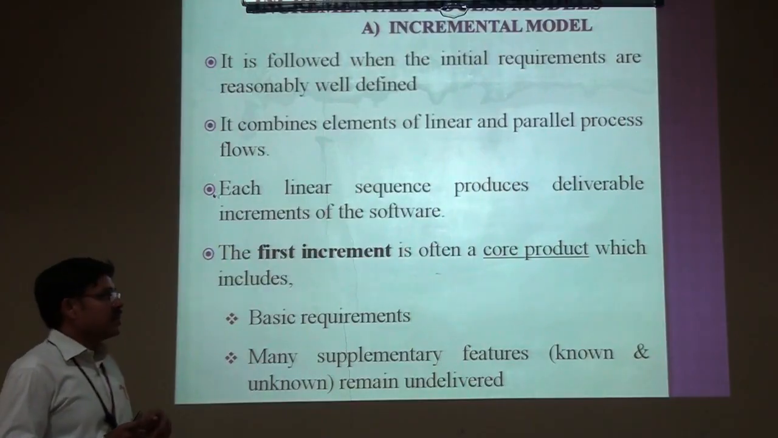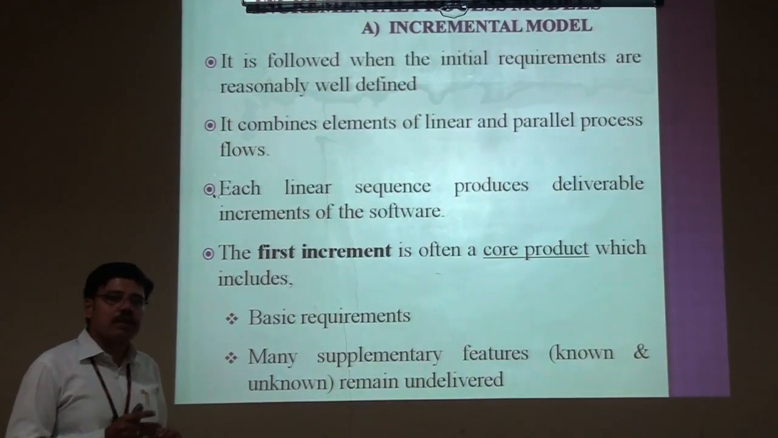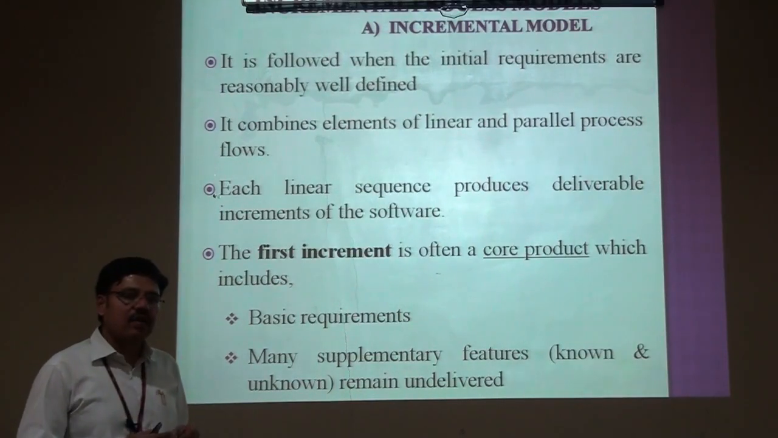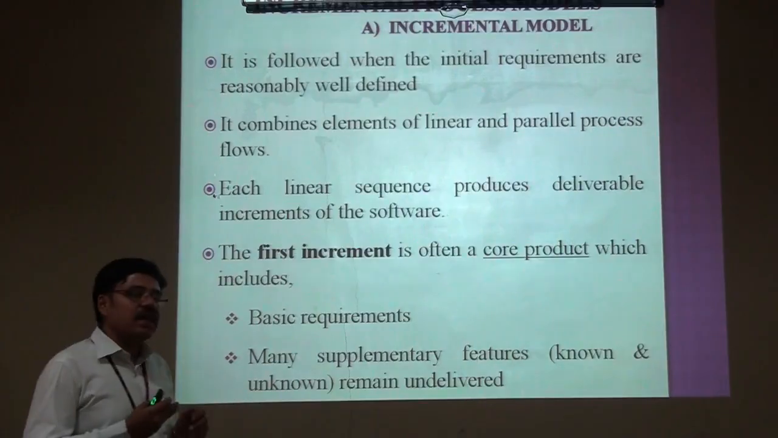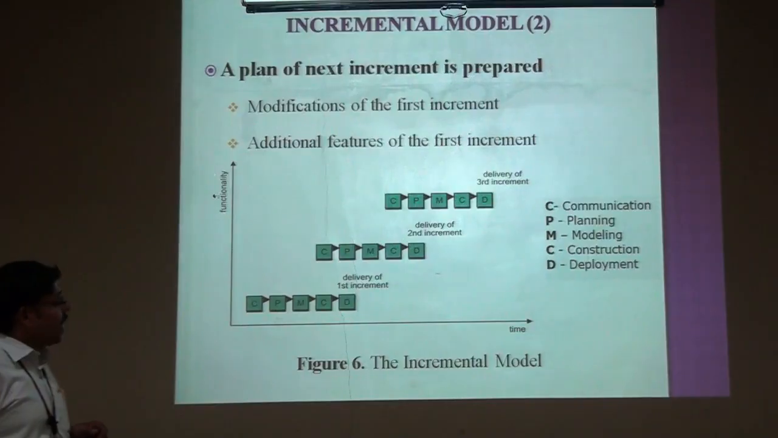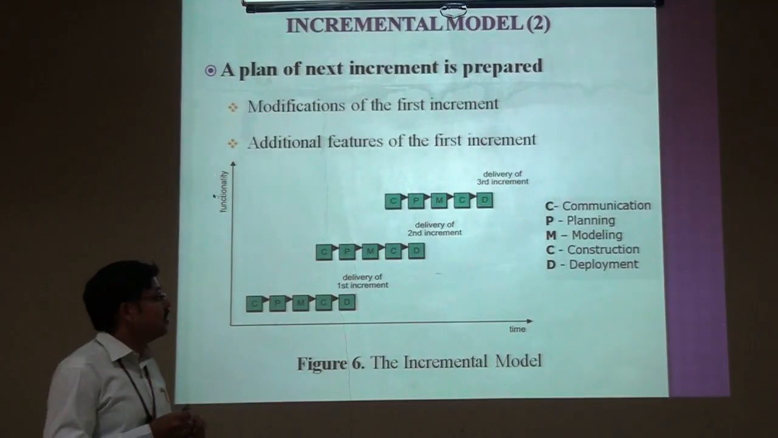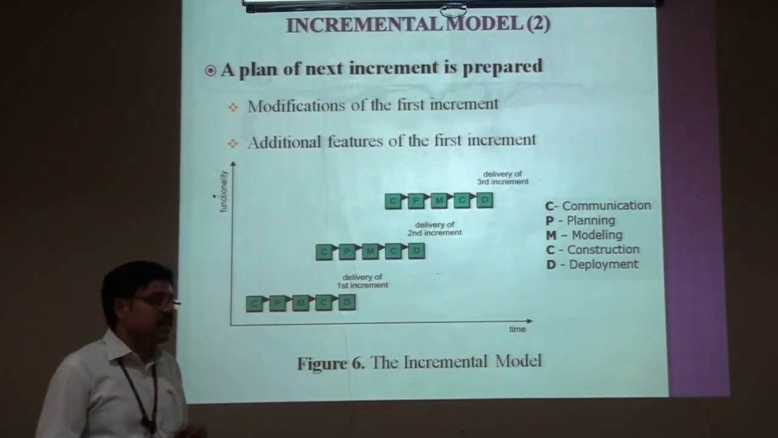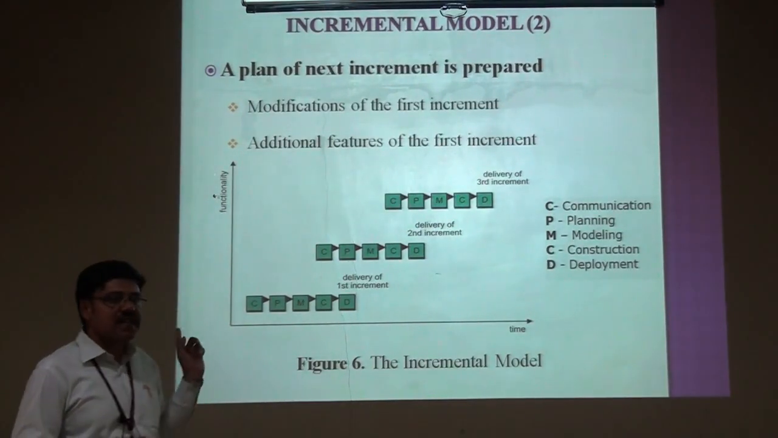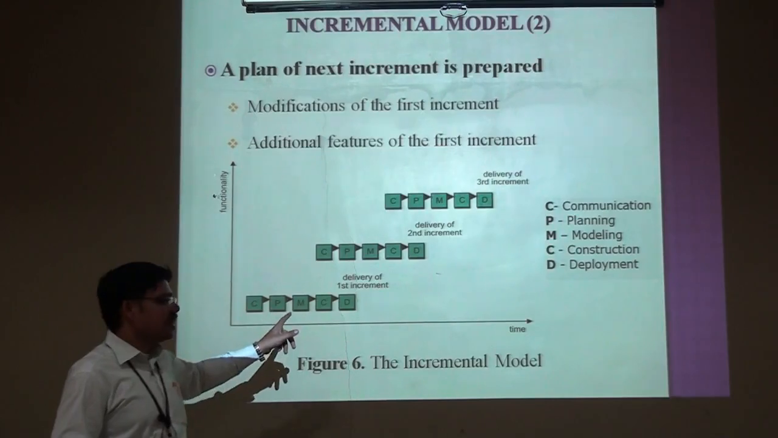Each linear sequence produces a deliverable, which we call an increment. The first increment is the core product, which includes the basic requirements, while many supplementary features, known and unknown, remain undelivered and can be carried over to the next increment. The next increment can be planned by making modifications to the first increment, as well as adding additional features. Here we can see the x-axis shows the time and the y-axis shows the functionality delivered. It has the five key process framework activities: communication, planning, modeling, construction and deployment.